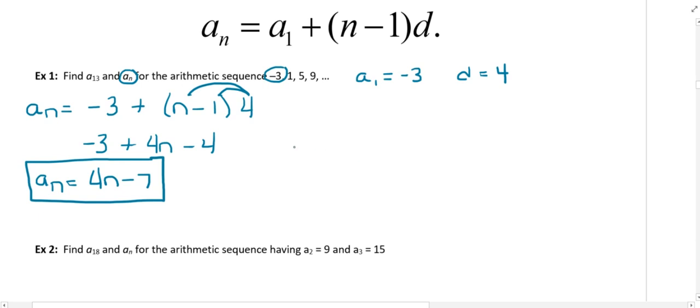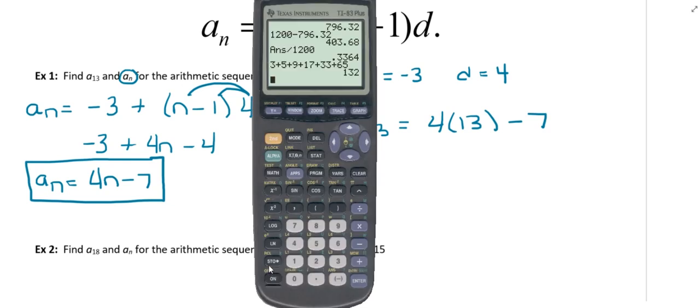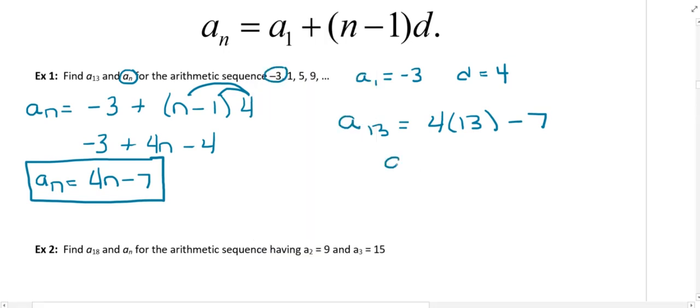Now I can find any term in this sequence. So instead of writing this out 13 times and adding 4 each time, I can actually just plug 13 into my problem. So I could say a sub 13 is going to be 4 times 13 minus 7. So let's see what that is. 4 times 13 is 52, minus 7. That's going to give me 45.